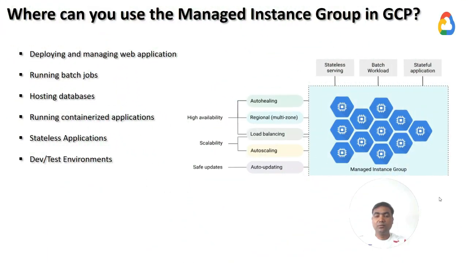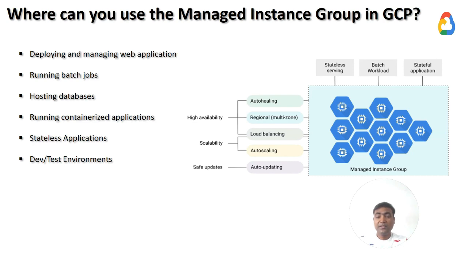Guys, you may think now, where can you use MIG in Google Cloud Platform? I will guide you, guys. Managed instance groups are a versatile tool that can be used to manage a wide variety of workloads in Google Cloud Platform. Here are some specific examples where MIG is commonly used. As you can see here, guys: deploying and managing web applications, running batch jobs, hosting databases, running containerized applications, and more.